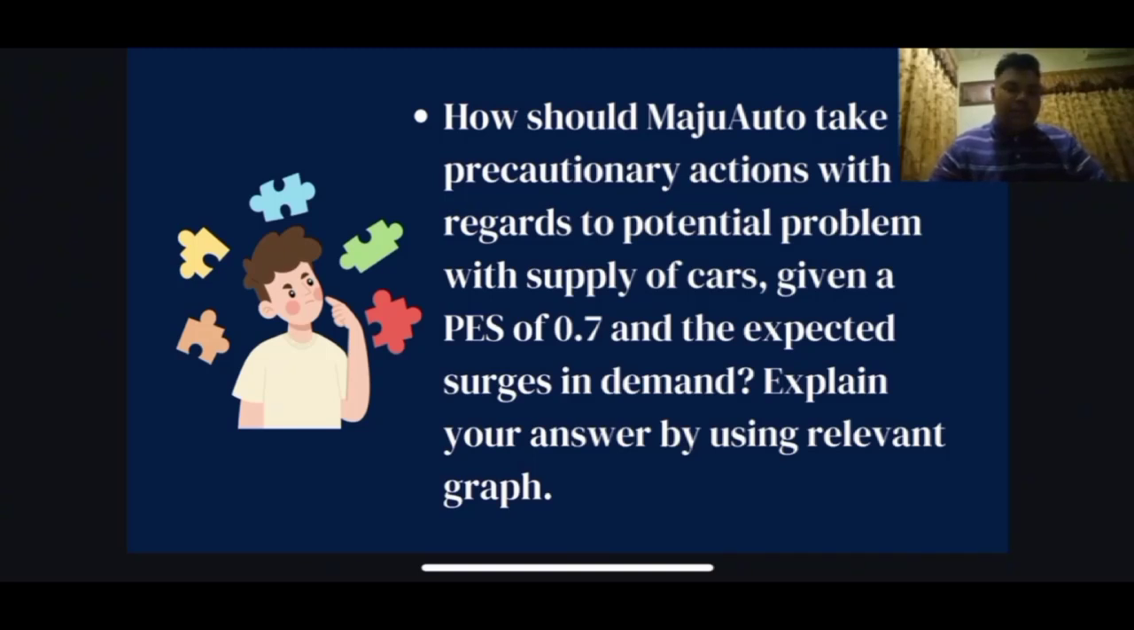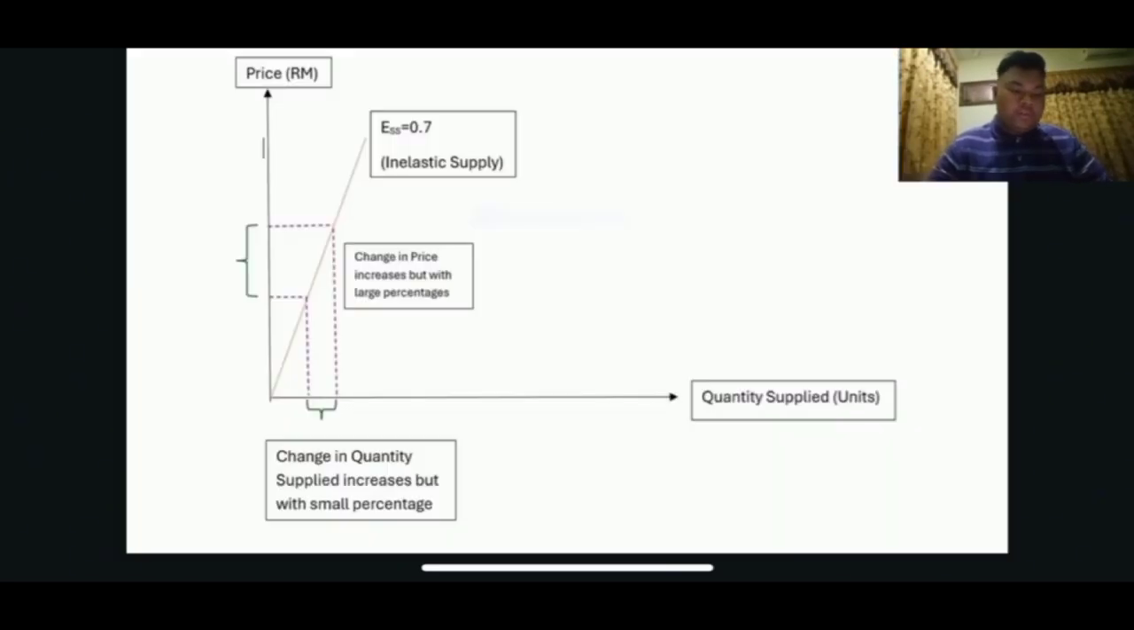So this is the question: how should Maju Auto take precautionary actions with regards to potential problems with supply of cars, given a PES of 0.7 and the expected surge in demand? Explain your answer by using a relevant graph. So when they give you PES equals 0.7, we know that it is inelastic, so the graph is like this.